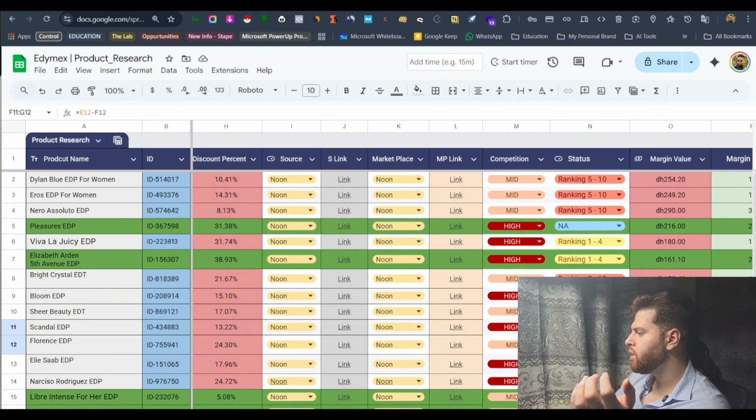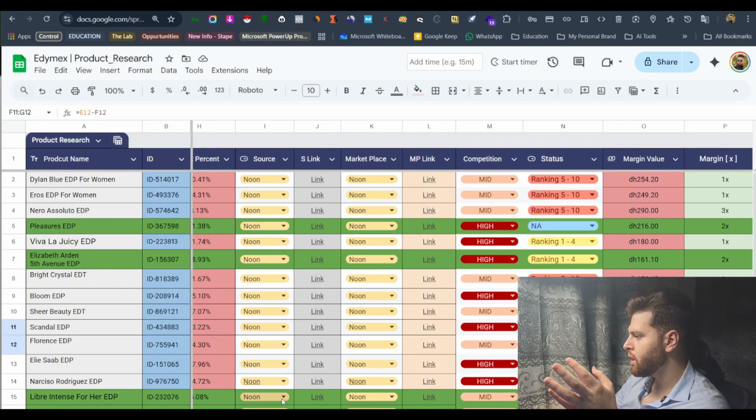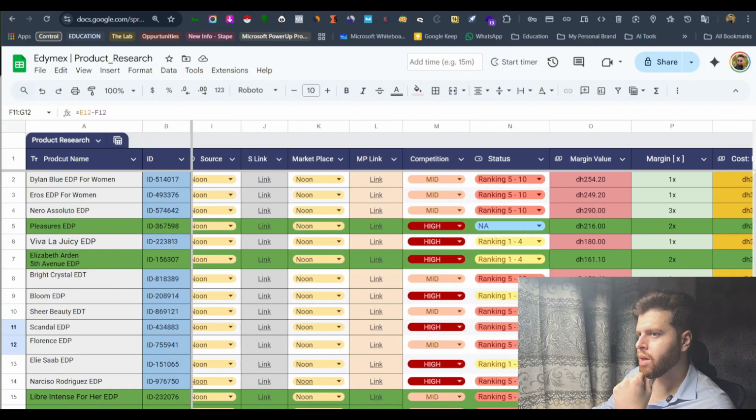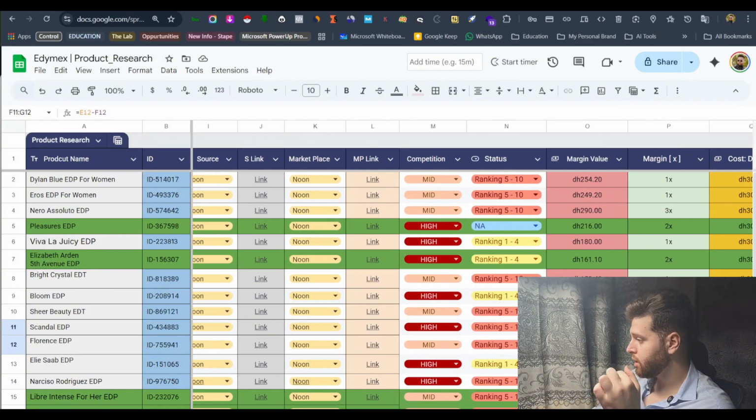Source: where did you get the product from? Alibaba, Noon, whatever, any source. Just put the source and the source link, and the market price link so you can buy, and the competition, whether it's mid or high. It's perfect if it's mid or high. Low competition means low money being spent in this domain.